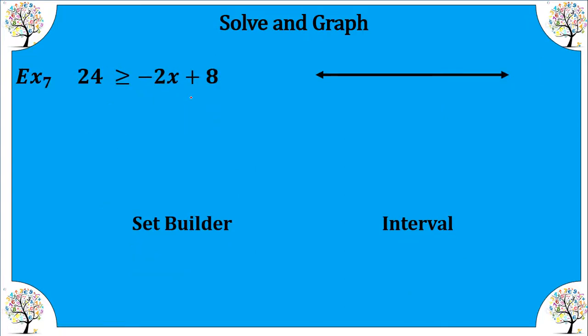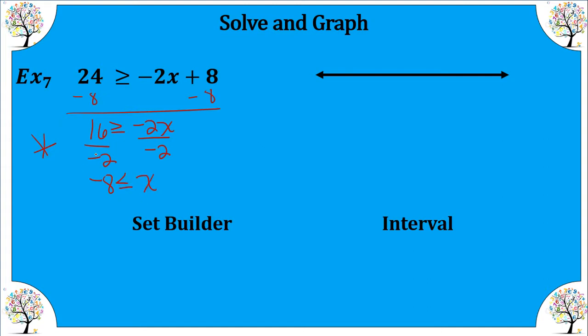Let's do one more. We're going to subtract 8 from both sides. This is going to give us 16 is greater than or equal to -2x. Now look here, because we are dividing by a negative, we are going to reverse it. We get a -8 here. I'm going ahead and reverse the inequality, and we have x.